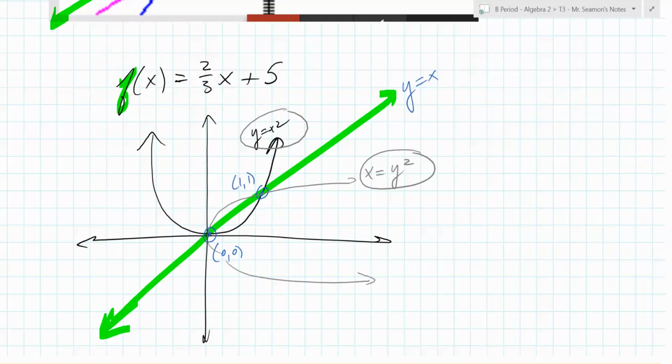But what does it overlap with? Negatives. Negative of itself. Yes. Itself. This is a function. This is not a function. Why is this not a function? It doesn't pass the vertical line test, exactly.